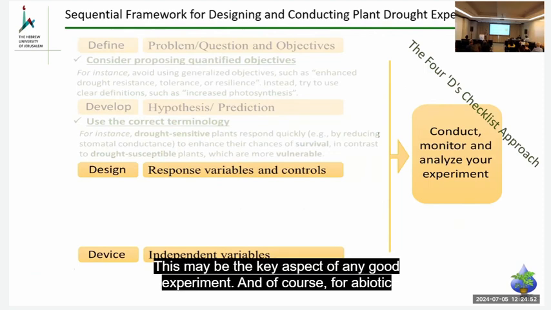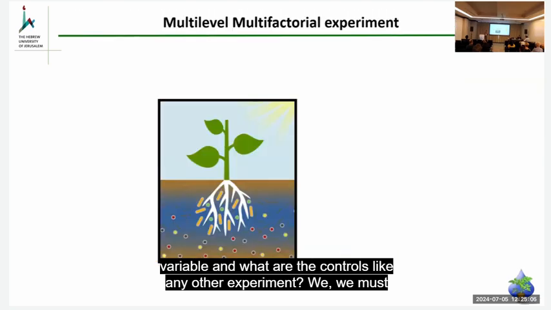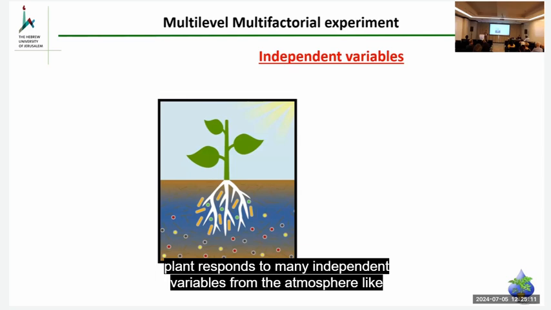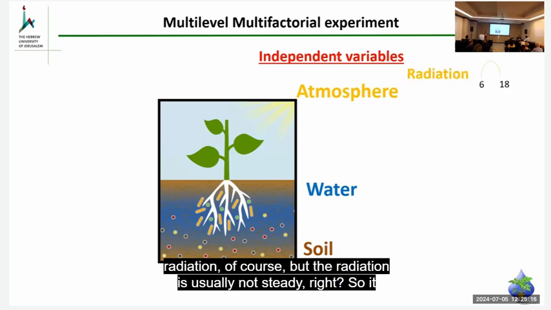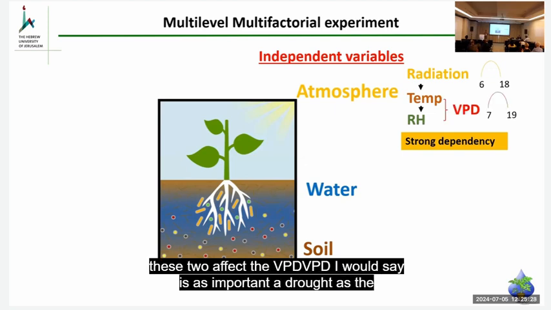Design. This may be the key aspect of any good experiment, and of course for an abiotic stress experiment. First of all, we need to think what the response variable is and what the controls are. Like any other experiment, we must remember that when we do a drought experiment, it's not just the water. Plant responds to many independent variables from the atmosphere, like radiation, of course, but the radiation is usually not steady, right? So it changes, and it affects the temperature, that affects the relative humidity, and these two affect the VPD. VPD, I would say, is as important in drought as the drought.